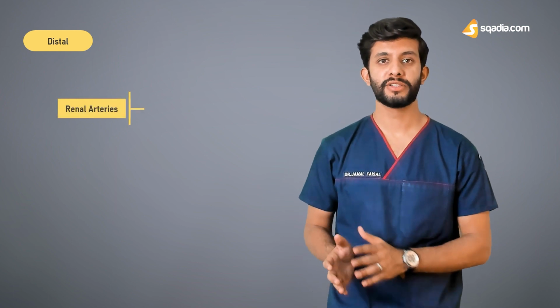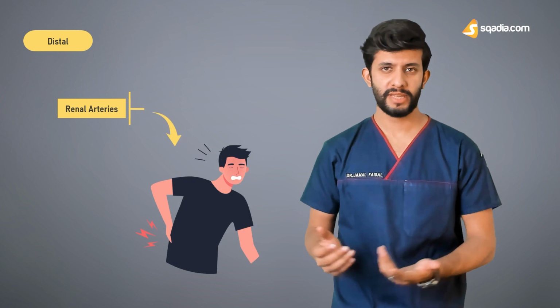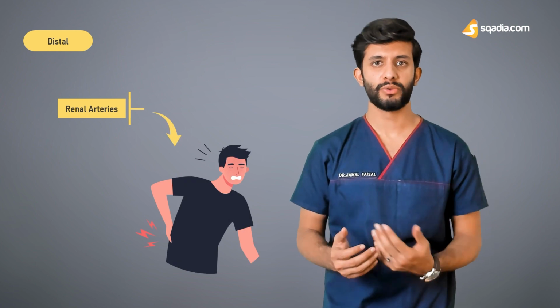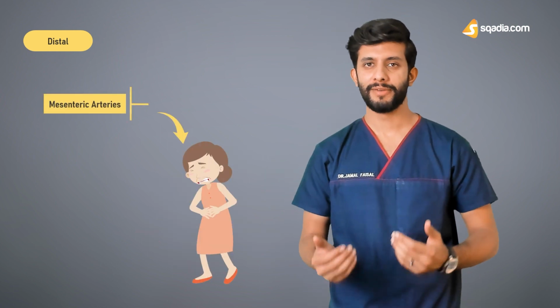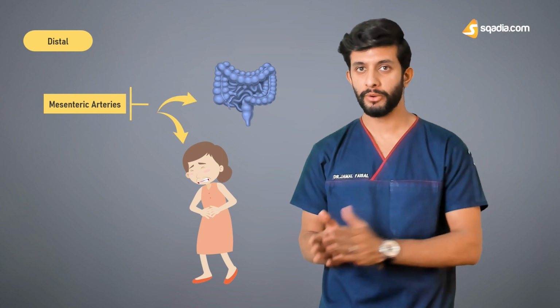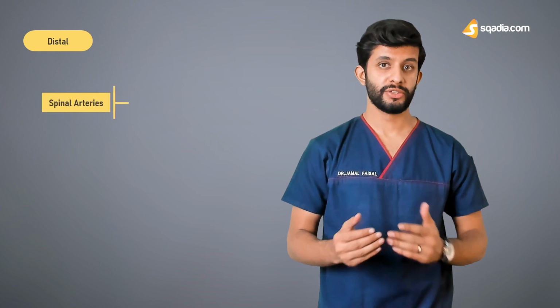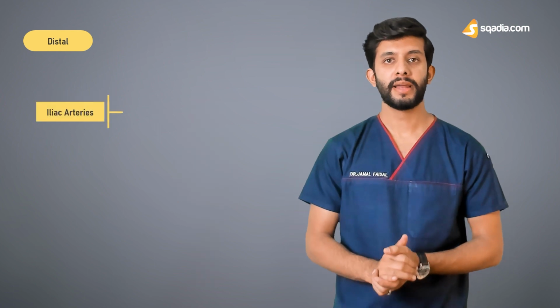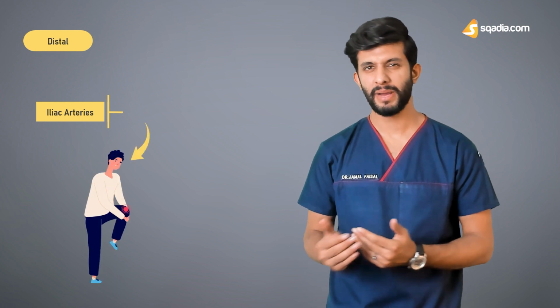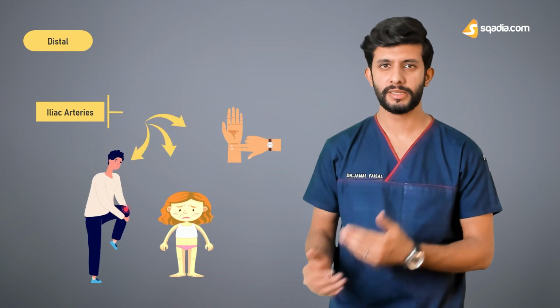Say, for example, the dissection were to extend to the level of the renal arteries. The patient would present with flank pain and signs of impending renal failure. Or if it were to extend to the mesenteric arteries, the patient would have abdominal pain and signs of bowel ischemia. If it were to extend to the spinal arteries, the patient might have paraplegia. And if it extends to the iliac arteries, we might see leg pain, pallor, decreased distal pulses, and limb ischemia.